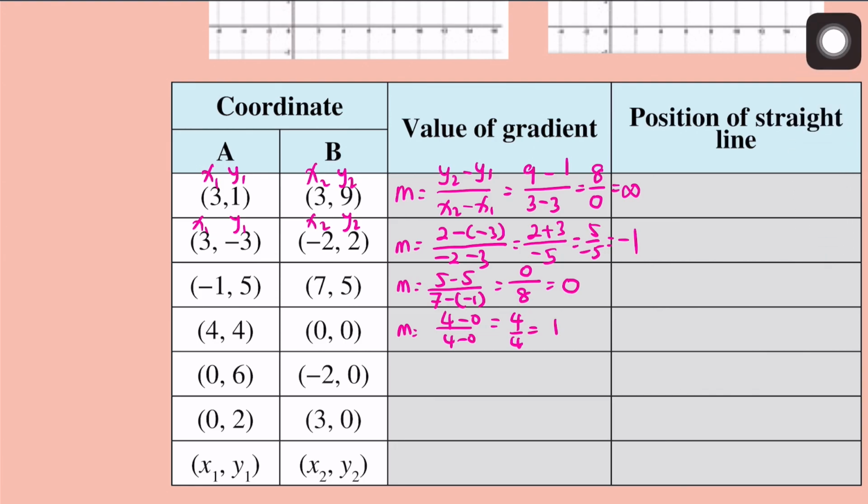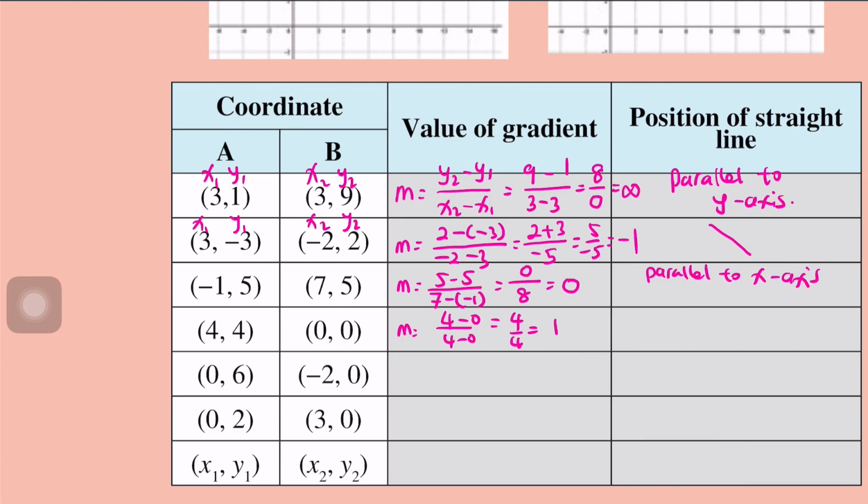Now, if you have something with gradient of infinity, the position of the straight line is parallel to the y-axis. If you have something with negative gradient, your line looks like this. It declines, the inclination goes down. If you have m equals to 0, your straight line is parallel to the x-axis. And if you have a positive value, your straight line looks like this, it goes upward.